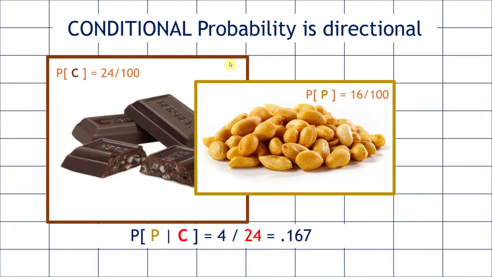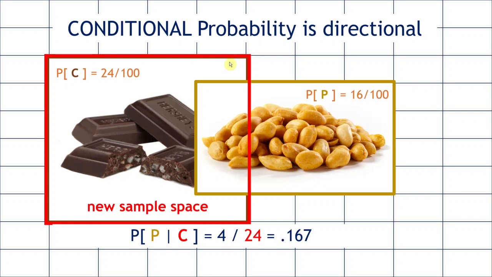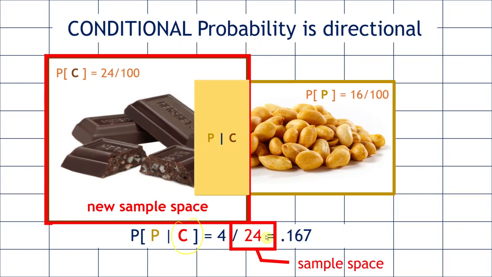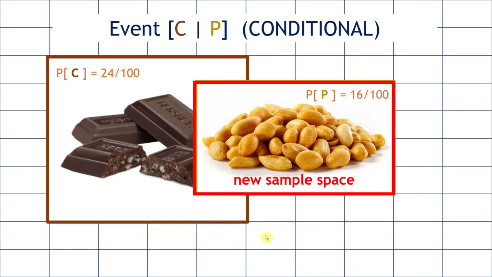Conditional probability is directional. So when we say P given C, C is the sample space, so we divide by 24. Okay, so this region divided by 24. However, when we talk about C given P, then P will be the new sample space right here.